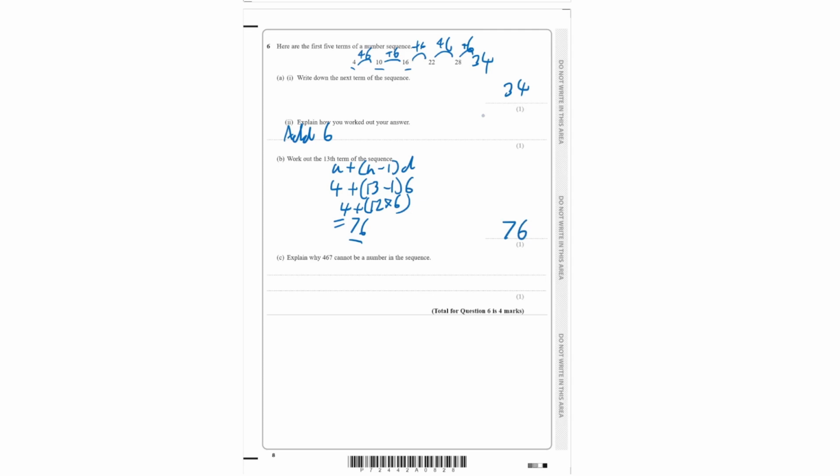Explain why 467 cannot be a number in the following sequence. So why is that? First off, if I erase everything here, you can see that they're all even numbers. Every time you add an even number to an even number, you always get an even number. So we see here, 4 plus 6 is 10, 10 plus 6 is 16. No matter how far we go into the sequence, it'll never be an odd number. So 467 is an odd number.